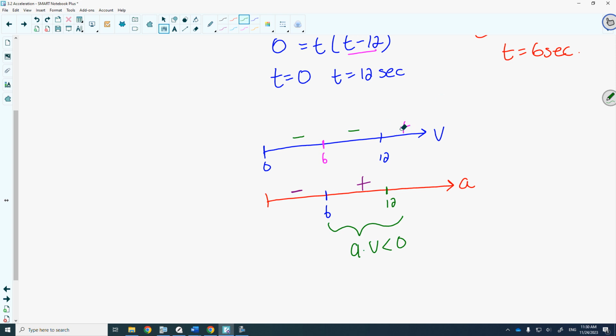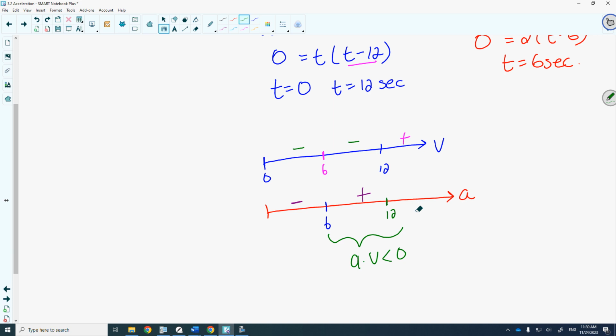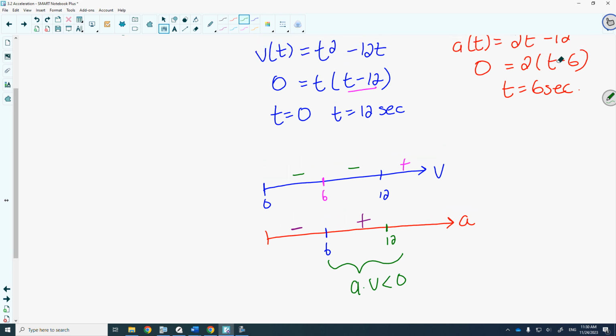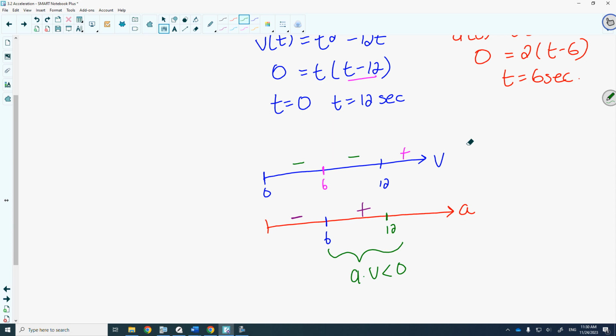Beyond 12, on my velocity, I've got a positive. And what would I have for my acceleration beyond 12? Would I have a positive or negative number? Positive. Beyond 12, if I picked 15, it'd be a positive number. So after 12 seconds, I've got positive times positive. A times v is greater than 0. It would be speeding up.